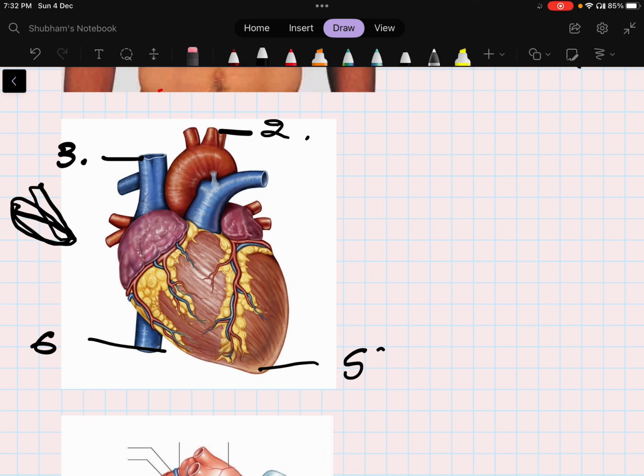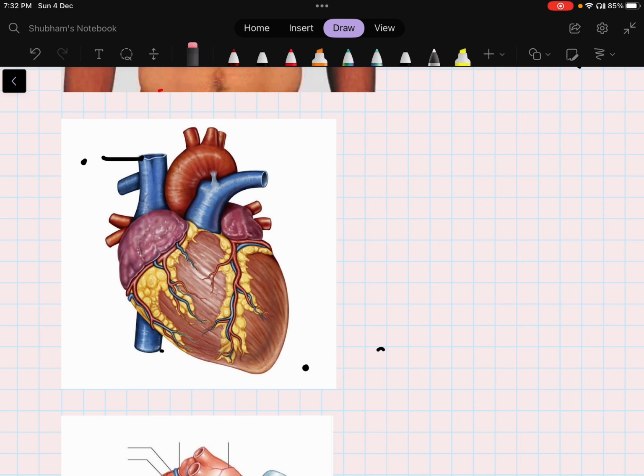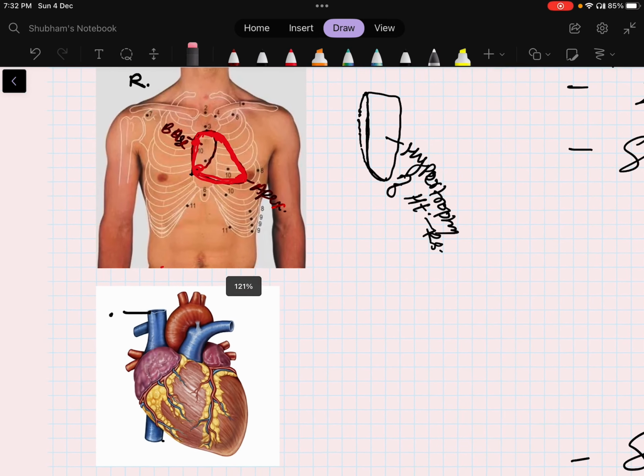It is not in this direction, but it is slightly tilted. That's why we look at it like this. This should be superior to this, but not exactly. This is in a slightly tilted situation, right? And then here we will have our sternum, and here we will have the mid clavicle line, right? So this is the limitation of our heart.